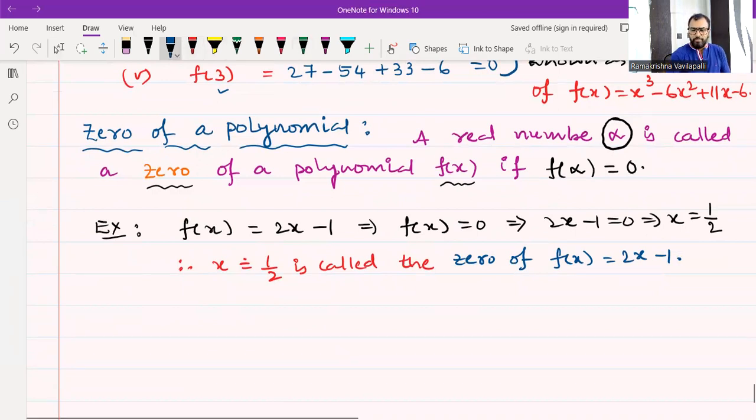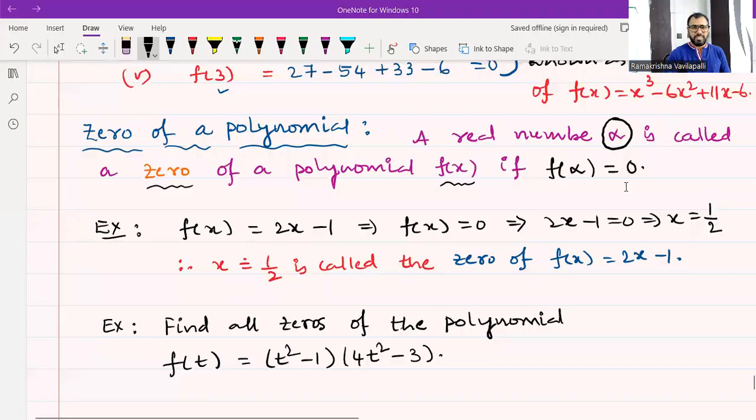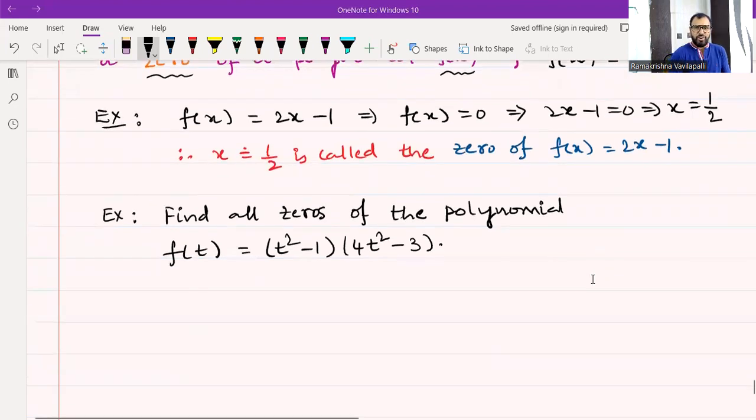I'll give you one more example. Find all zeros of this polynomial. Well, we want all the zeros of this polynomial. See, it is a fourth degree polynomial because t square into t square is t to the power of 4, right? So it must have 4 zeros.